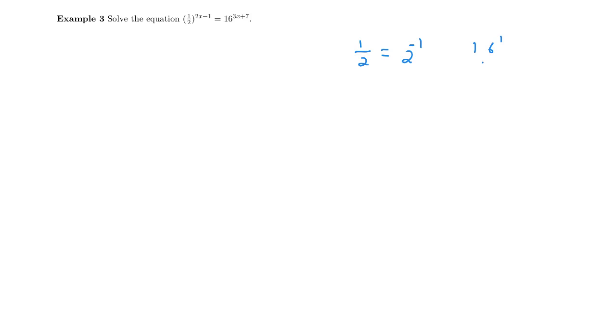Oh, but now I can think of, well, 16 is 4 times 4, but 4 is 2 times 2. I can write 16 as 2 to the 4th. So now I'm actually comparing like bases. So I'm now going to make these substitutions. I'm going to write this original equation as 2 to the negative 1, and I'll copy down my exponent of 2x minus 1. This is equal to 2 to the 4th, and I have 3x plus 7. So I've switched my equation so my bases are the same.